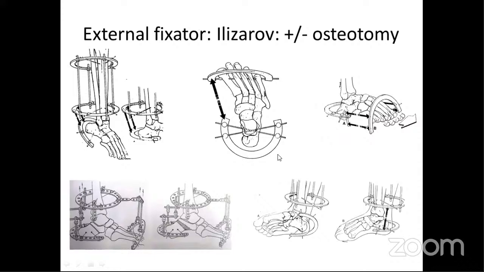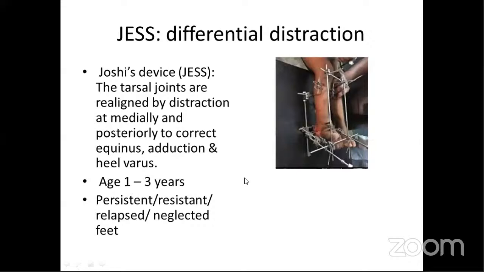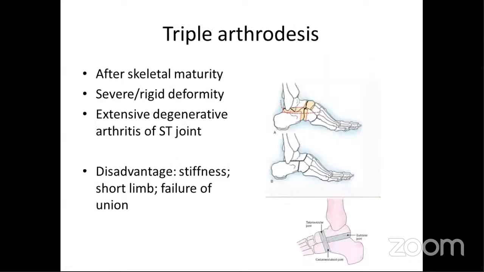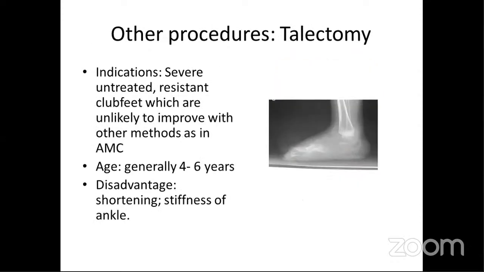And a word about external fixators, right? So when you know how to apply an external fixator, you distract posteriorly, medially, and posteromedially, and sometimes combined with osteotomy will produce a good correction. Similarly, just an external fixator can produce good correction. Triple arthrodesis is not done anymore because usually we are able to solve the problem. Other procedures include supramalleolar osteotomy and talectomy, right?